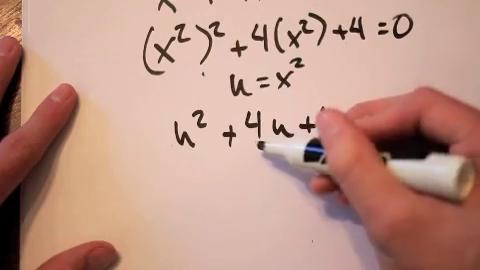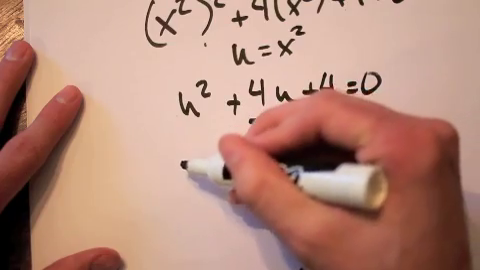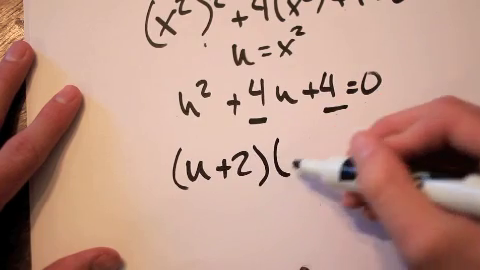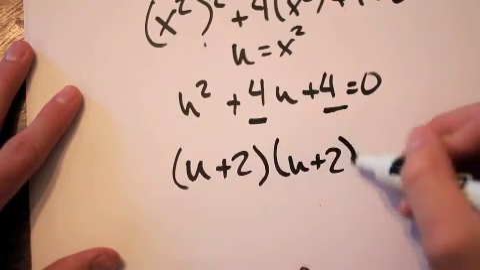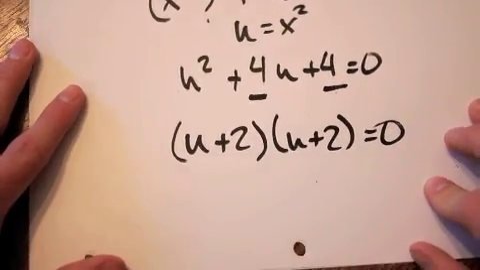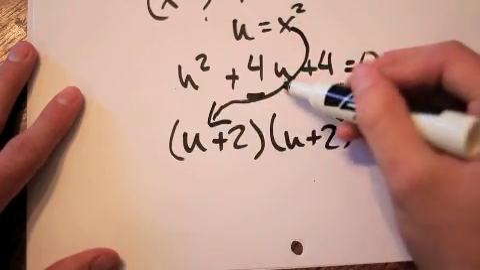Now we can factor: factors of 4 that add up to 4. The only option here is u plus 2 times u plus 2 again. Now, we're not solving for u, we're solving for x. So we need to plug x squared back into the equation for u.